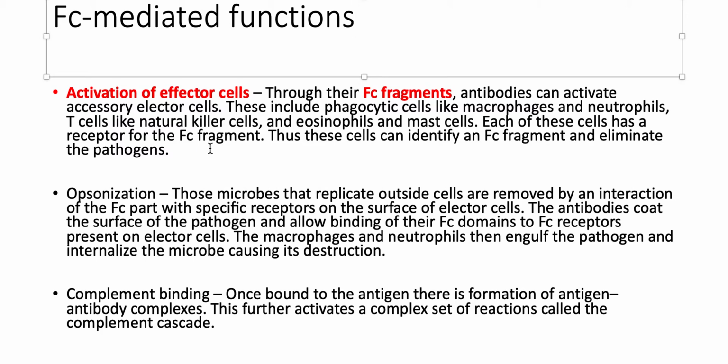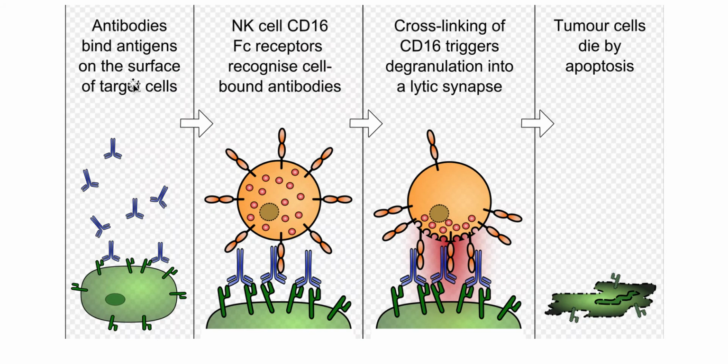So I'm going to show you a picture. Here you can see this is the antigen. These are the antibodies, and this region, as you know, is the Fc region. Once the Fc receptors recognize cell-bound antibodies, this cross-linking of CD16 triggers degranulation into a lytic synapse, and then this tumor cell dies by apoptosis.